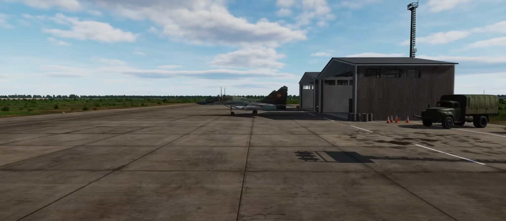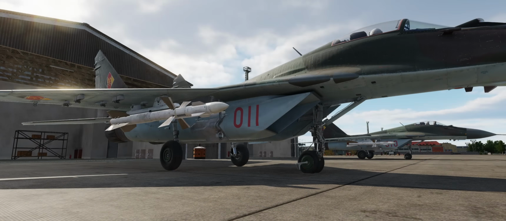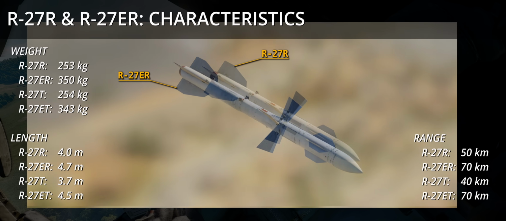Along with the few features brought by the just-released MiG-29 9.12A, there is a series of improvements to the R-27 family. This video is the first look at the new missile capabilities.